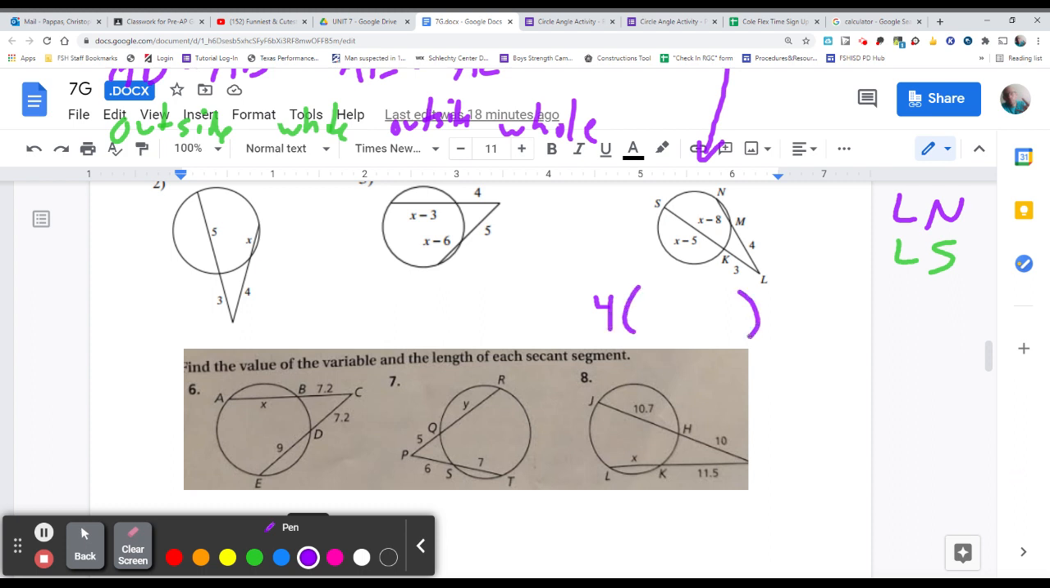The whole thing is going to be, and I'm going to write this off to the side, 4 plus x minus 8. Okay, because the whole thing is the outside plus the inside. So 4 plus x minus 8 is really going to be x minus 4. All right. So this whole thing is x minus 4.